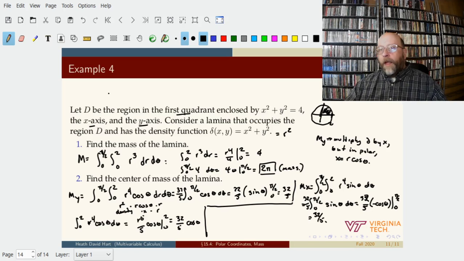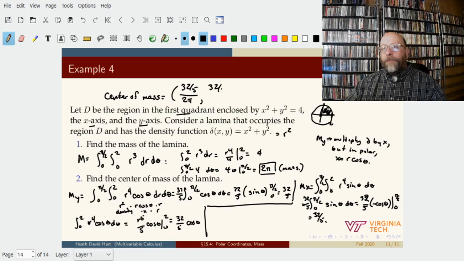And so the center of mass is 32/5 divided by the original mass, which was 2 pi, comma 32/5 divided by 2 pi again, or 16 over 5 pi, 16 over 5 pi.